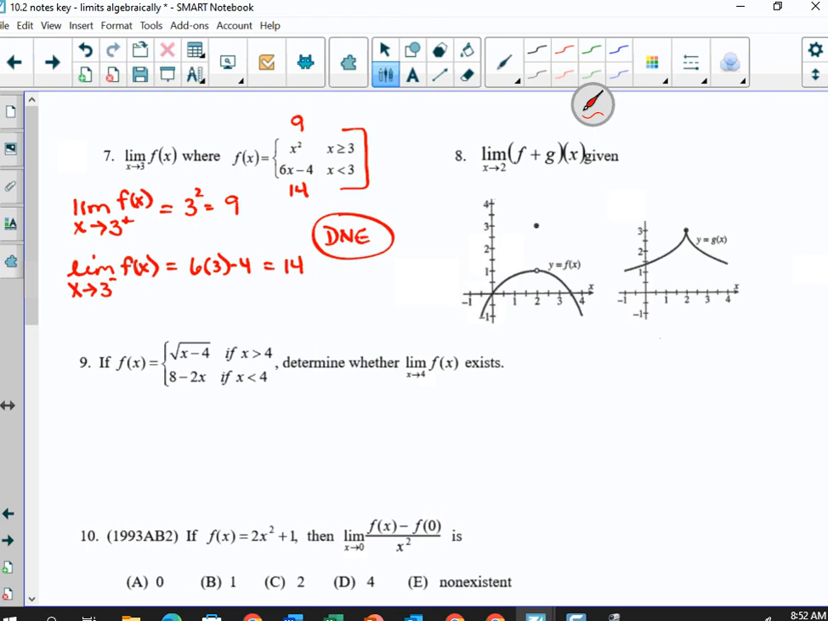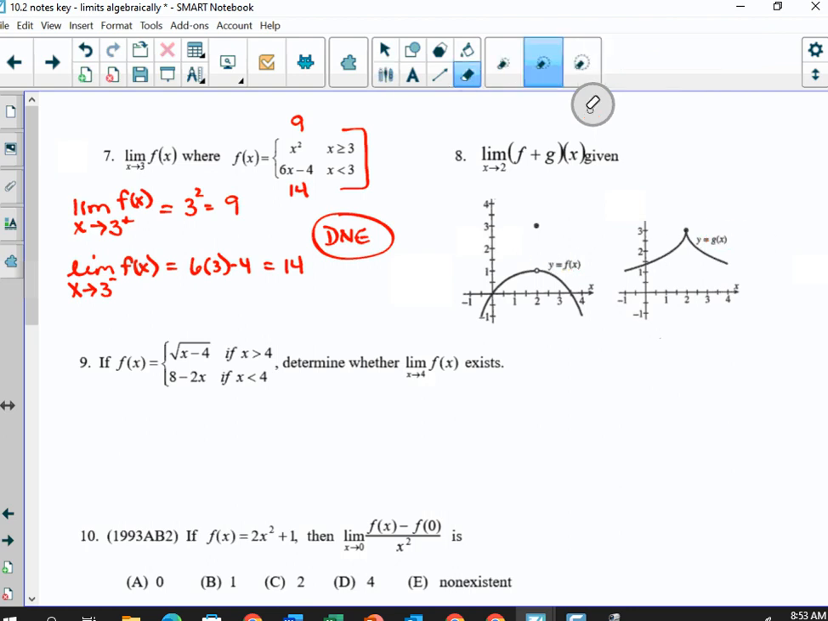Is that like 2 graphs? Yes, it is 2 different graphs. This one's f of x right here, and this one's g of x. We're not going to write the equation of that one right now. We're just going to look at this. So this is going back to what you did last time.